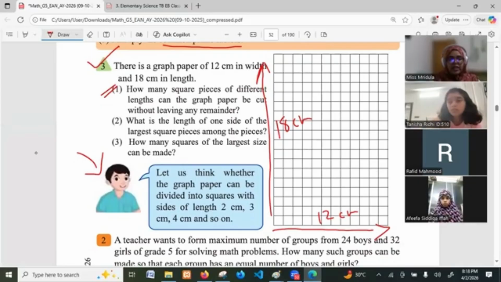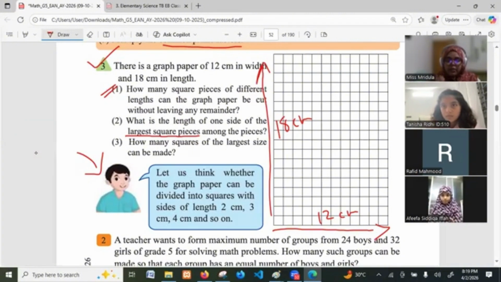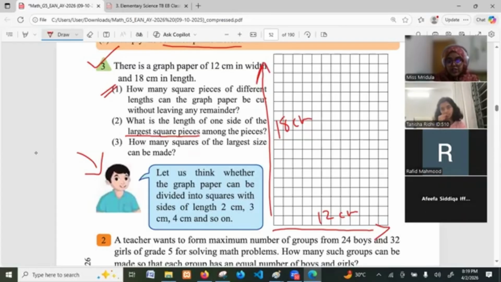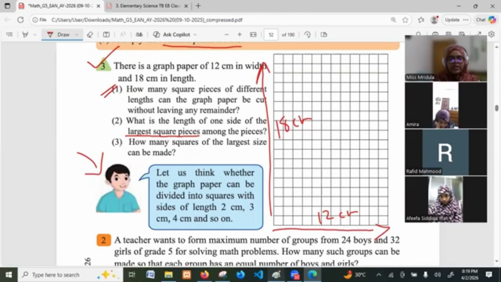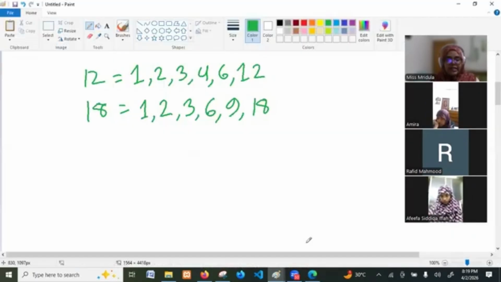What is the length of one side of the largest square? Do you remember when we did the LCMs, it was the minimum, the shortest, right? But here it's written the largest. So what we need to do? We need to find out the HCF. The HCF, very good. So we need to find out the HCF of 12 and 18.